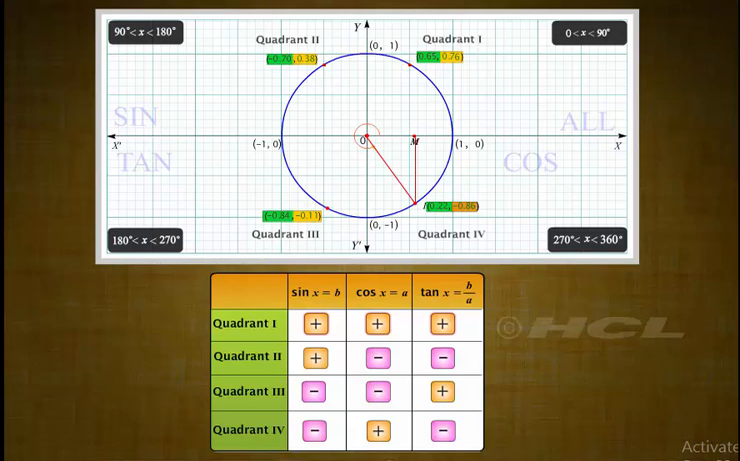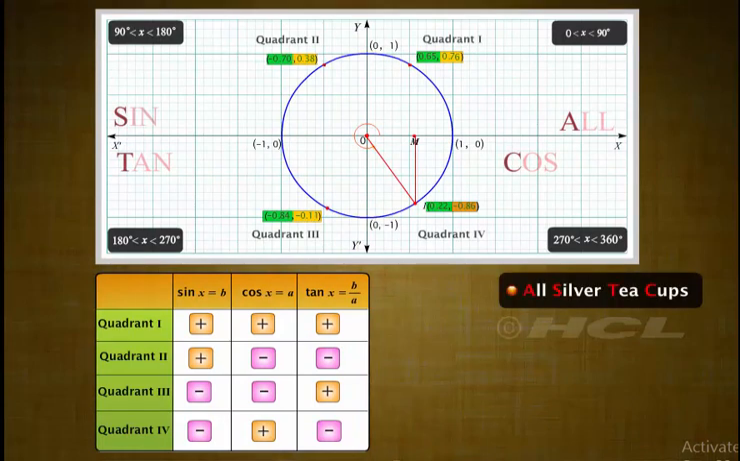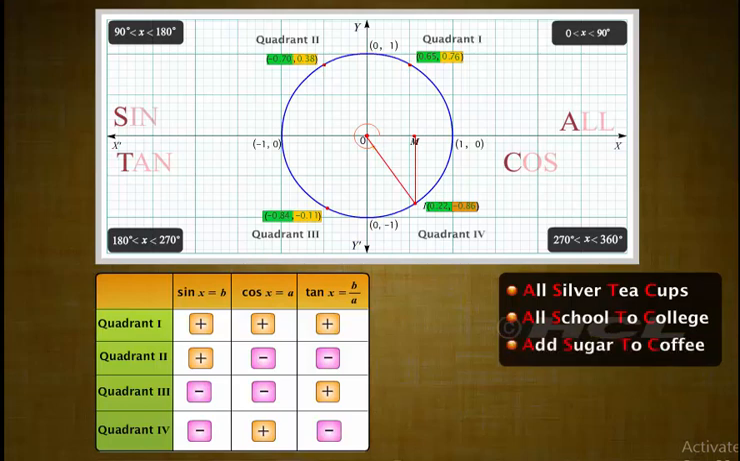Let's quickly summarize this. In the first quadrant, sine, cos and tan functions are positive. In the second quadrant, sine is positive. In the third quadrant, tan is positive. And in the fourth quadrant, cos is positive. All silver teacups, all school to college, add sugar to coffee, etc. The first letter of each will give us the functions which are positive in which quadrant.